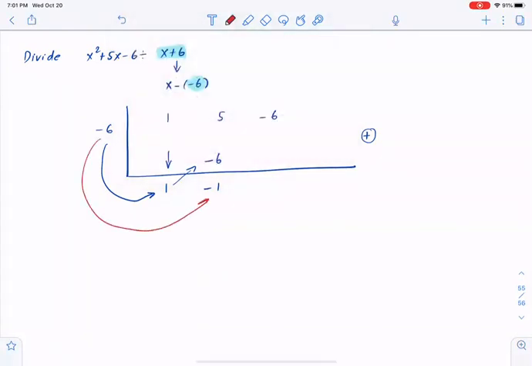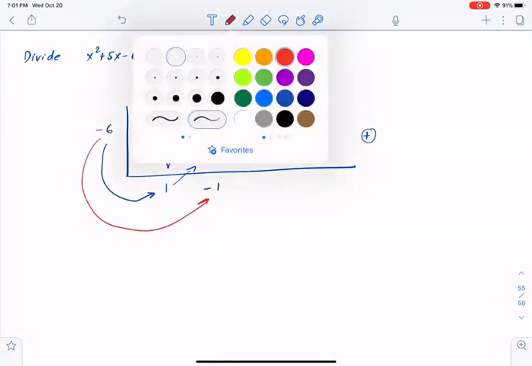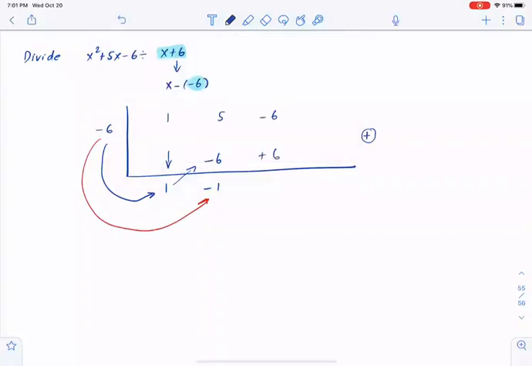Negative 6 times negative 1 is positive 6. And if we add, we get 0. So the remainder is 0. The quotient, since we started with x squared, the first term must be x raised 1. The next must be x raised 0. So the coefficients are 1 and negative 1. So 1 goes here, negative 1 goes there.